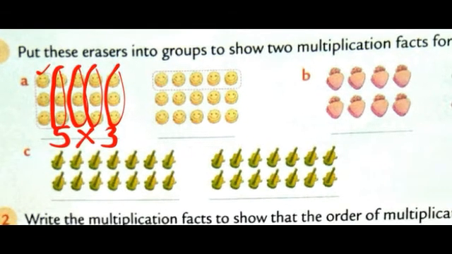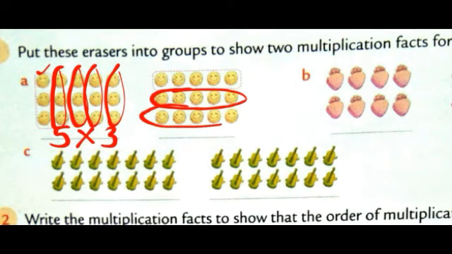Now see the second picture here. This is the second group and this is the third group. So how many groups we have formed? 3 groups. And in each group, how many erasers are there? 5. So this is the way how we make two multiplication facts for the given picture.